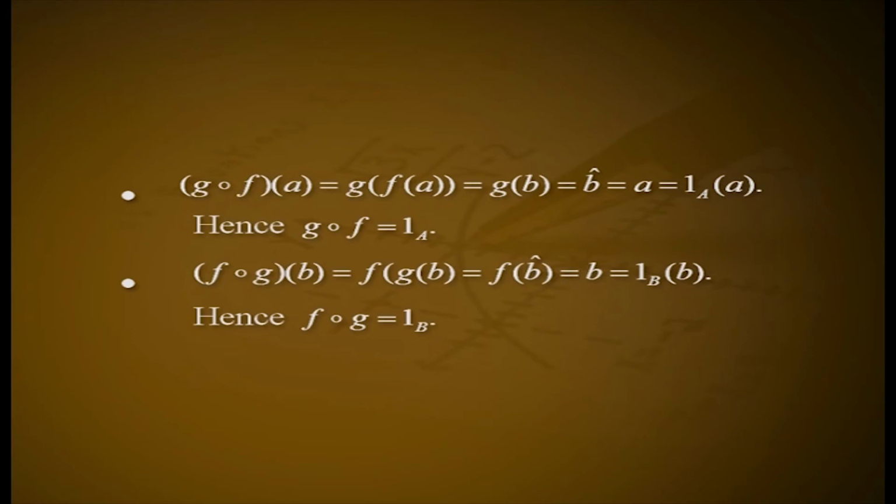(f∘g)(b) = f(g(b)) = f(b cap) = b = 1_B(b). Hence, f∘g is 1_B. Hence, by the definition, f is invertible and its inverse is the mapping g.